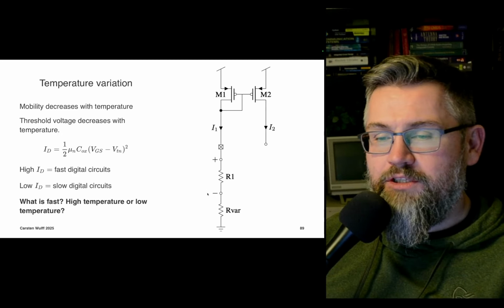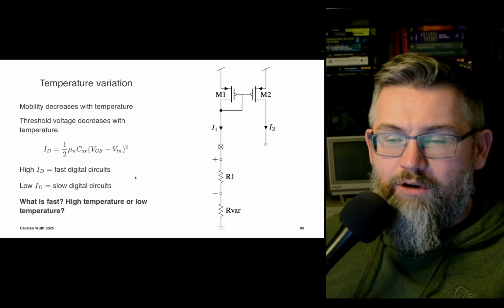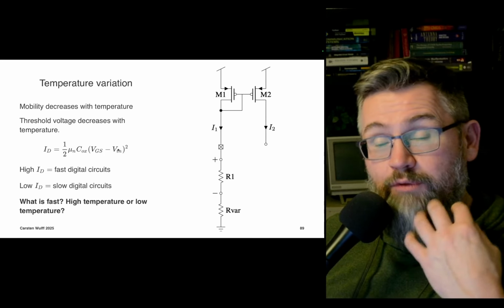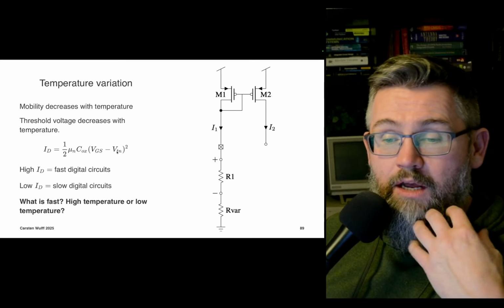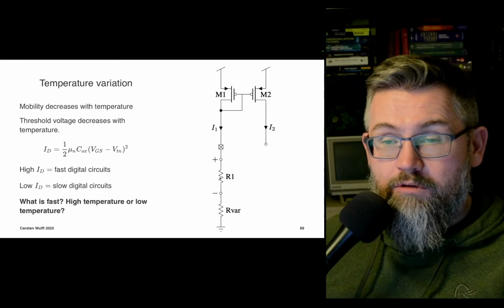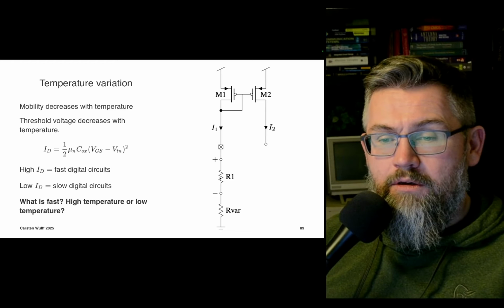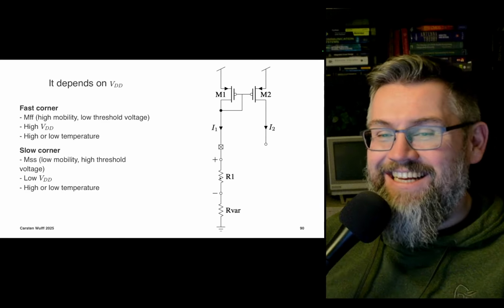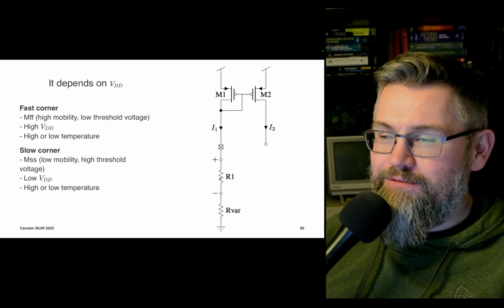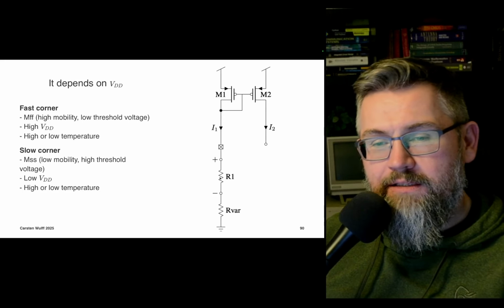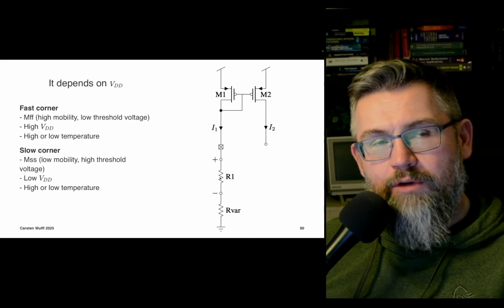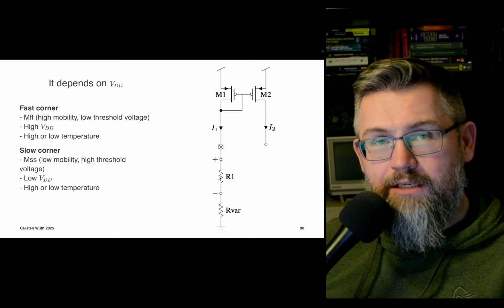Now temperature variation is also a problem because the threshold voltage here, the mobility is going to change with temperature. The threshold voltage is going to change with temperature. And yeah, that will change our voltage across the resistor. So also the funny thing is with the transistors, it's quite hard to figure out what's fast and what's not, because mobility decreases with temperature, which makes the transistor slower. But at the same time, the threshold voltage decreases at high temperature, which makes the transistor faster.